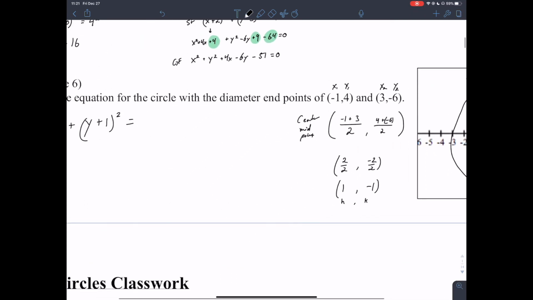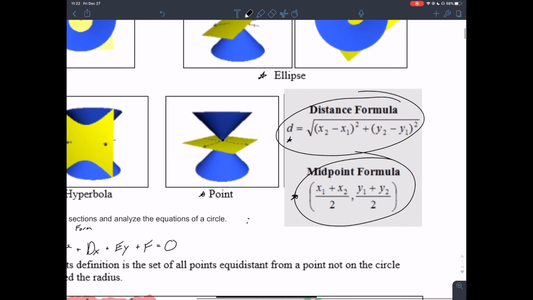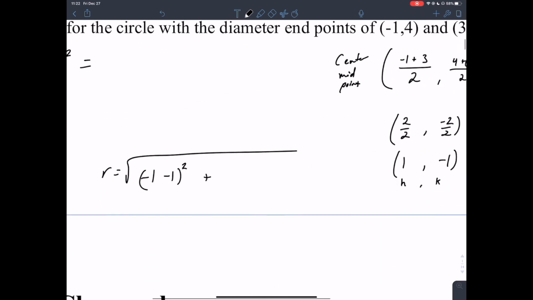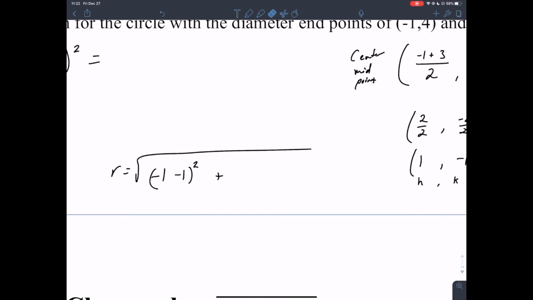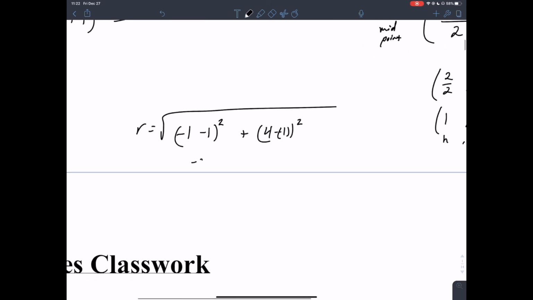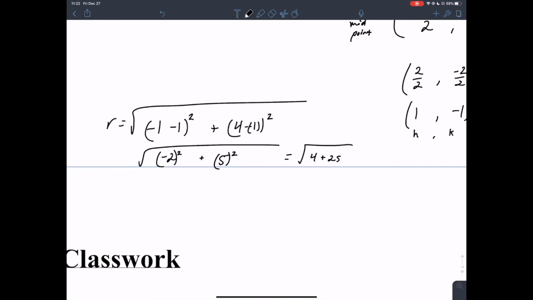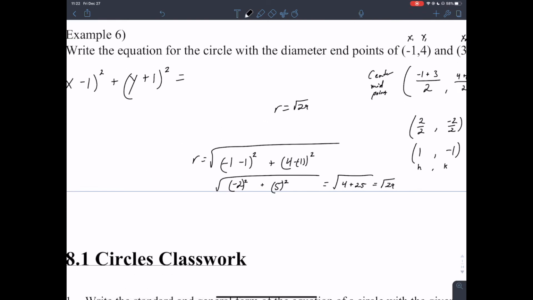So my distance formula: r equals the square root of negative 1 minus 1 squared, plus, because those are my 2 x values, and now I need my 2 y values, so 4 minus negative 1 squared. This right here would be negative 2 squared plus, let's see, 4 plus 1, so that's 5 squared. This gives me the square root of 4 plus 25, which gives me the square root of 29. And remember, this is r. So now I know that r equals the square root of 29, but I need r squared, which is just 29.